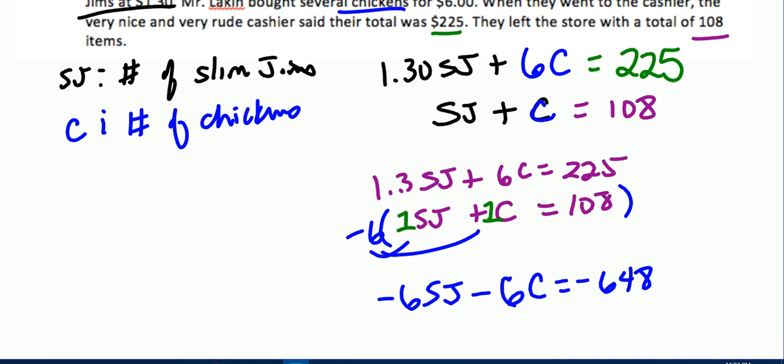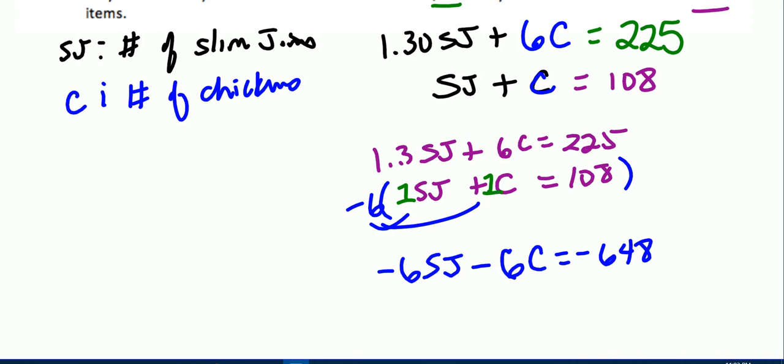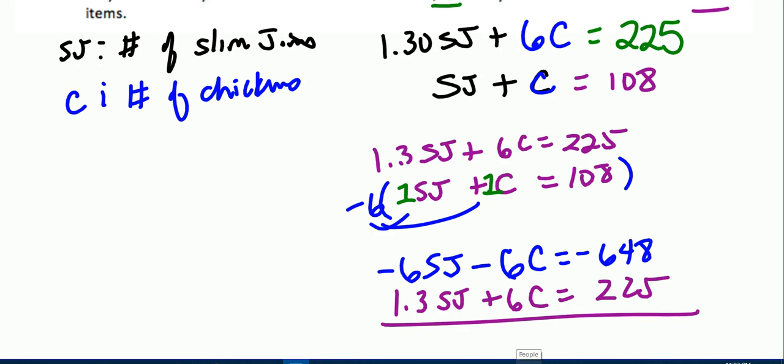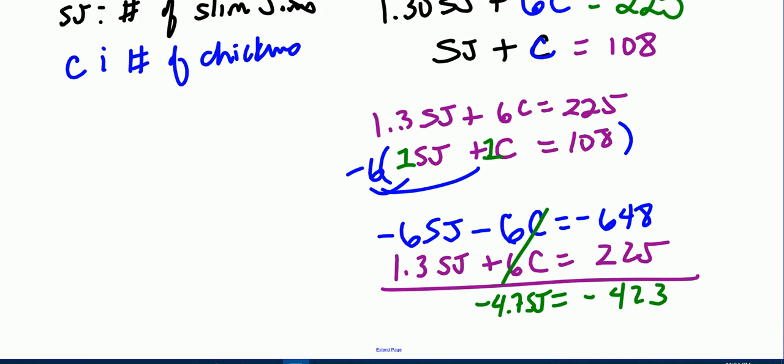Okay. I'm going to bring down the top equation, because that didn't change at all. 1.3 SJ plus 6C equals 22.5. Okay. And then I just add everything up vertically. I notice the chips are gone. So now I have, and again, I'm doing this on the calculator, so make sure you do it as well. This is -423 equals, this is going to be -4.7 SJ. And when I do 423 divided by 4.7, which is my next step, I end up getting 90.